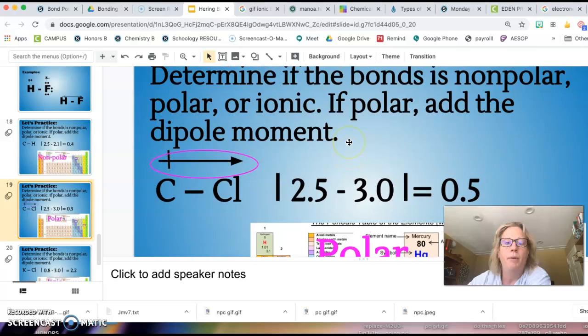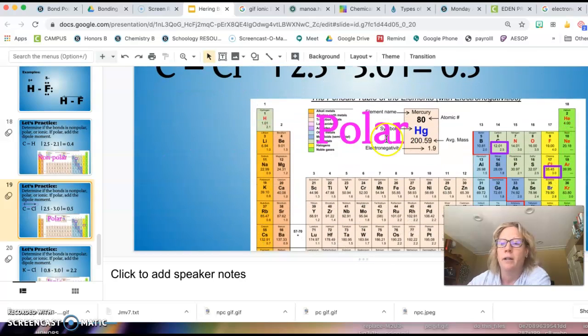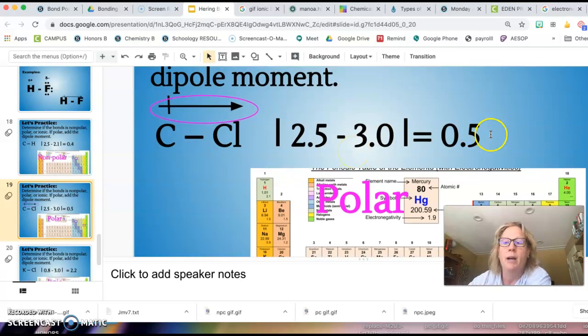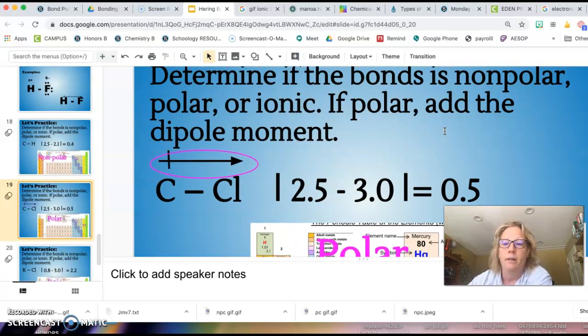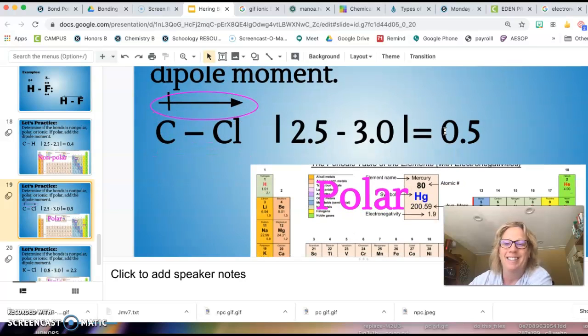Here's another example with carbon and chlorine. Again, carbon's 2.5, chlorine's 3.0. When we subtract them, now we get 0.5. So now it's considered a polar covalent bond. They're sharing but not equally, and the chlorine is the one with the higher electronegativity, so the dipole arrow is going to point towards the chlorine, away from the carbon.